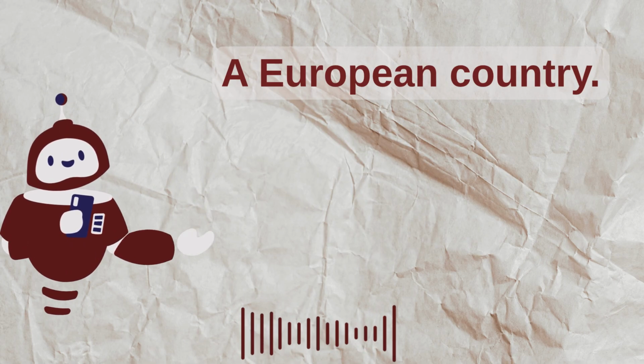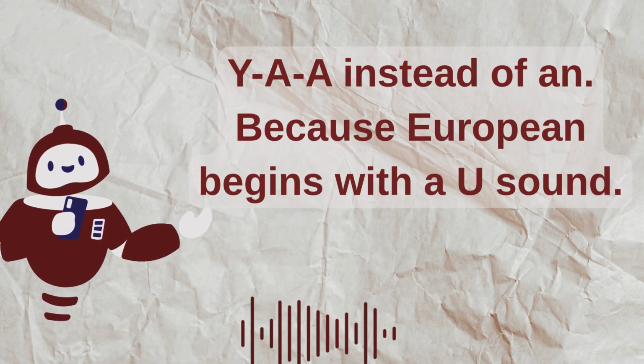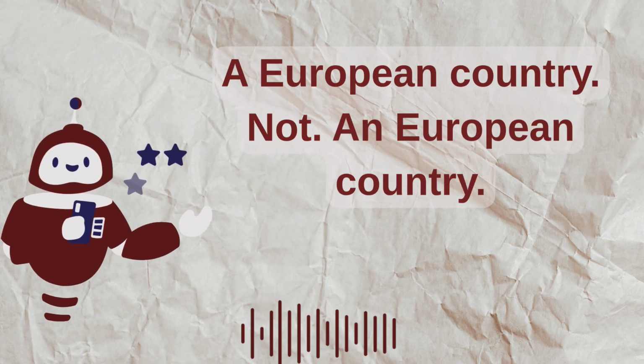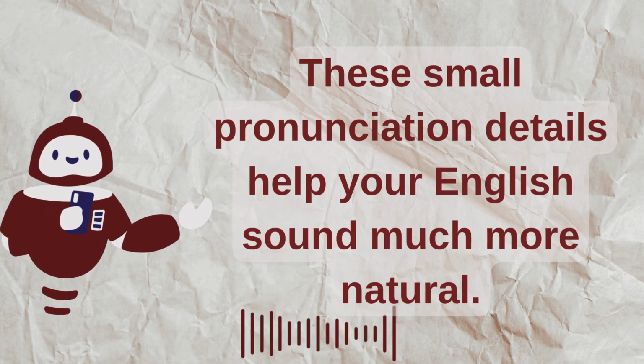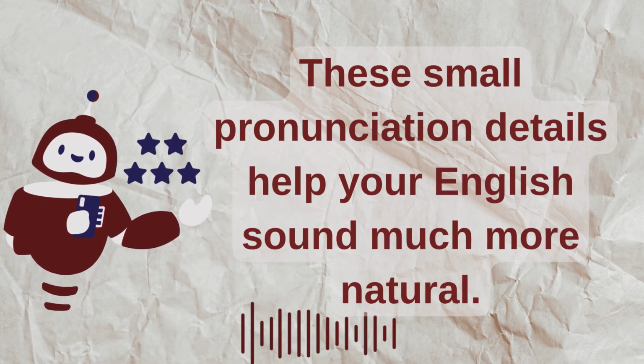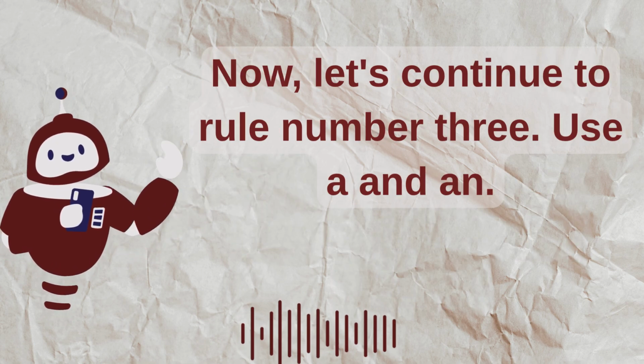Another example, a European country. Why a instead of an? Because European begins with a "yoo" sound. A European country. Not an European country. These small pronunciation details help your English sound much more natural. Now, let's continue to rule number 3.